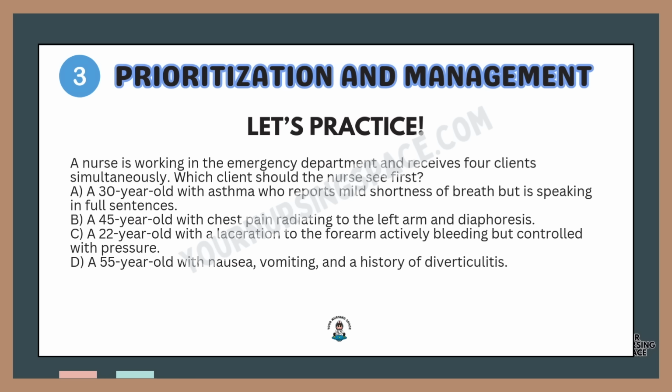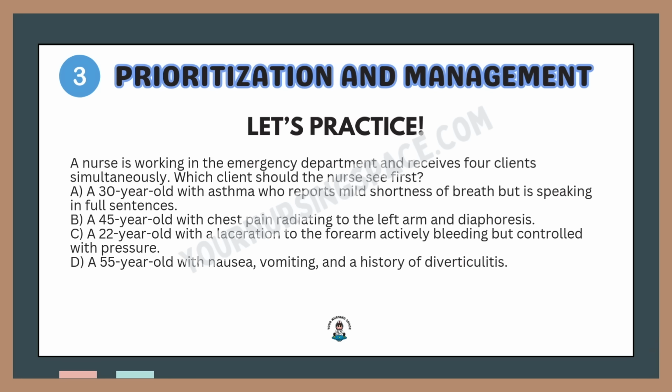Last question. A nurse is working in the emergency department and receives 4 clients simultaneously. Which client should the nurse see first? A, a 30-year-old with asthma who reports mild shortness of breath but is speaking in full sentences. B, a 45-year-old with chest pain radiating to the left arm and diaphoresis. C, a 22-year-old with a laceration to the forearm actively bleeding but controlled with pressure. D, a 55-year-old with nausea, vomiting, and a history of diverticulitis.